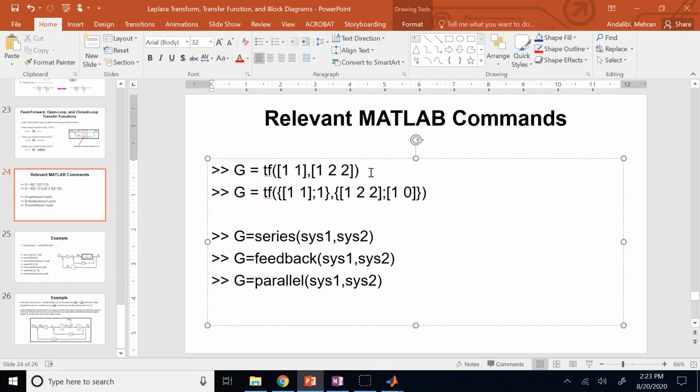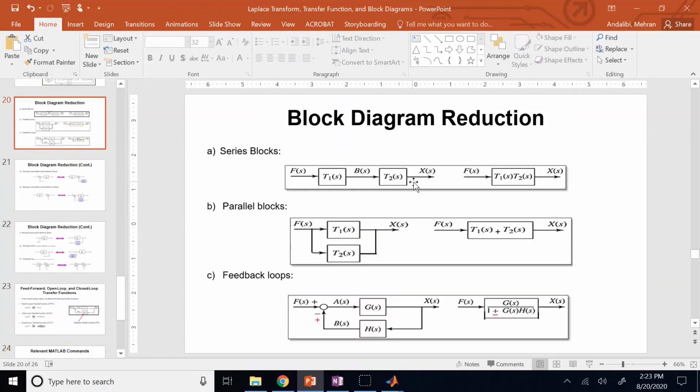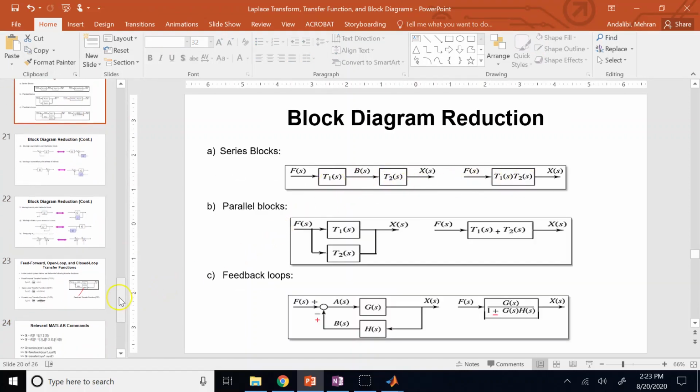Okay, so you can have the command tf to create a transfer function. If you have two transfer functions, G1 and G2, or system 1 and system 2, then the command series, consider them to be like this. The result will be the product of the two.